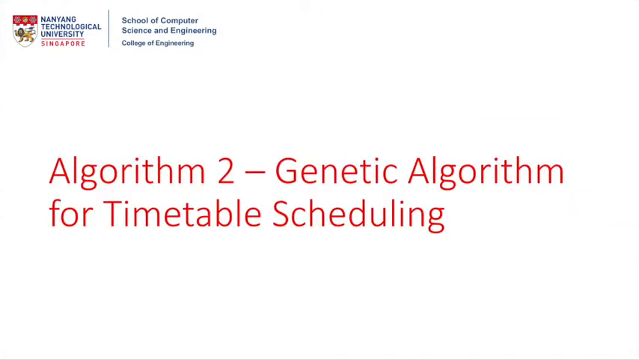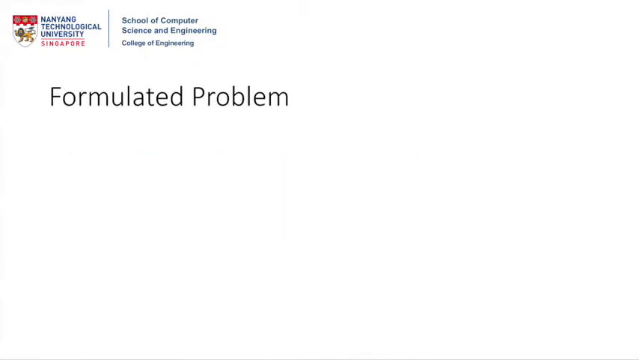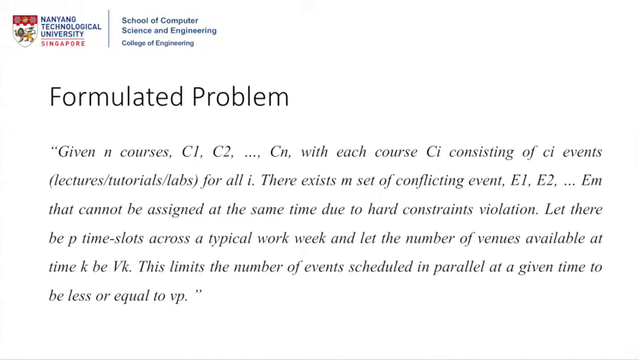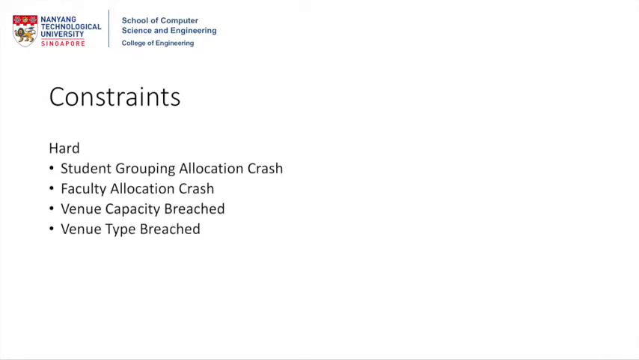Now, we will look at the second algorithm, genetic algorithm, to solve the timetable scheduling problem. The formulated problem of the timetable scheduling is as such. Hard constraints are defined as limitations that the algorithm cannot violate. They are not allowing a student and faculty to attend or conduct 2 classes at one timetable slot, having a class that exceeds the venue capacity, and using a wrong venue type to conduct a class.